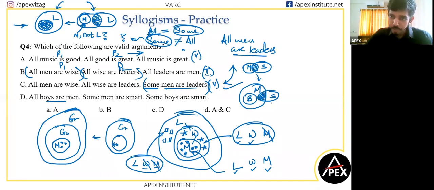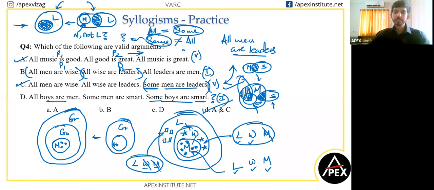But we don't have the relationship between smart and boys. They may or may not overlap. Right now they are not overlapping, but smart can also be this way. In this case, some men are smart and smart is also overlapping with boys. So whether some boys are smart or not, we don't know for sure because that relationship has not been given to us explicitly. So D becomes invalid. And your answer becomes A and C. So therefore, here, last one is your answer.